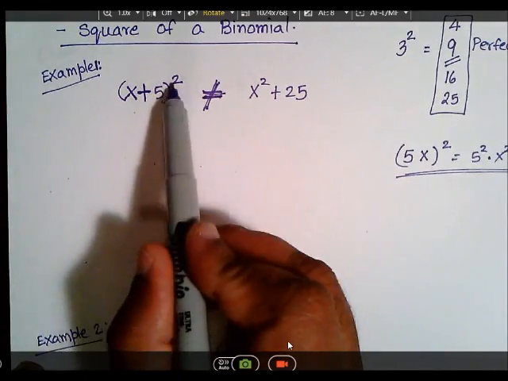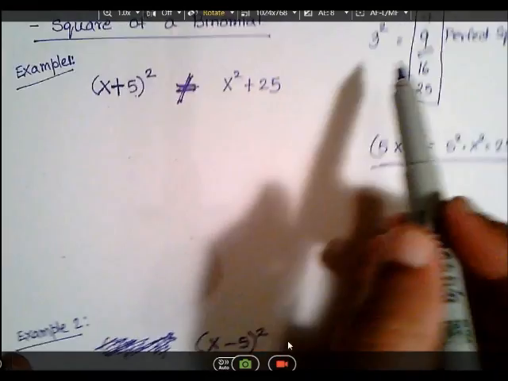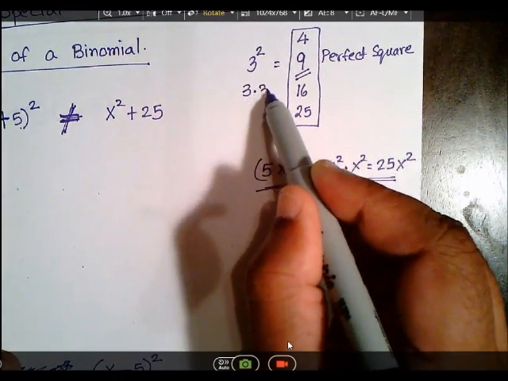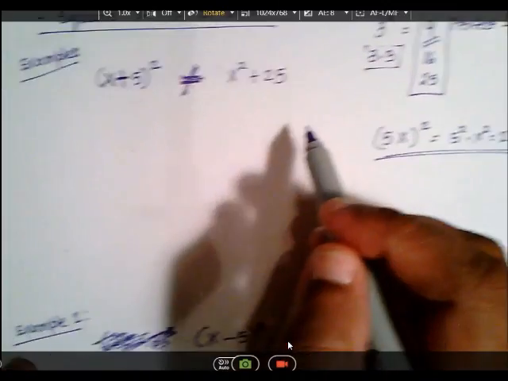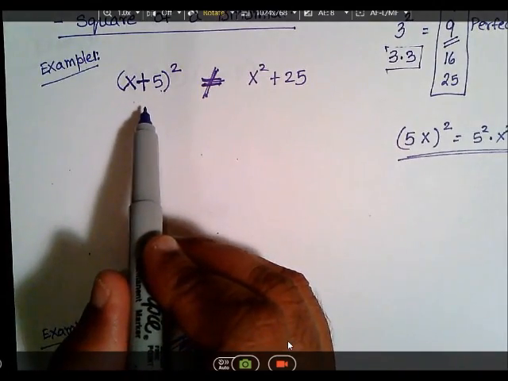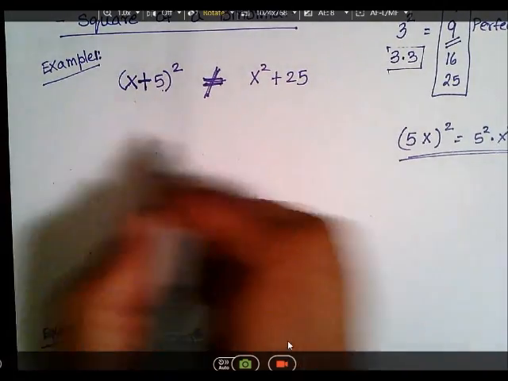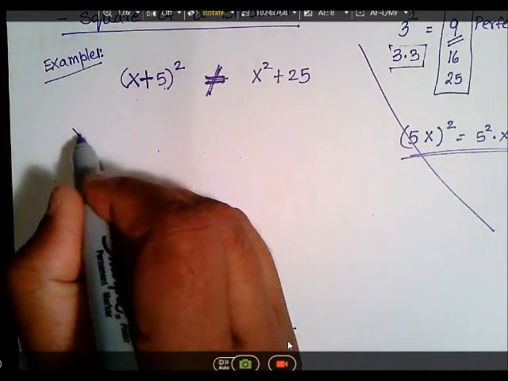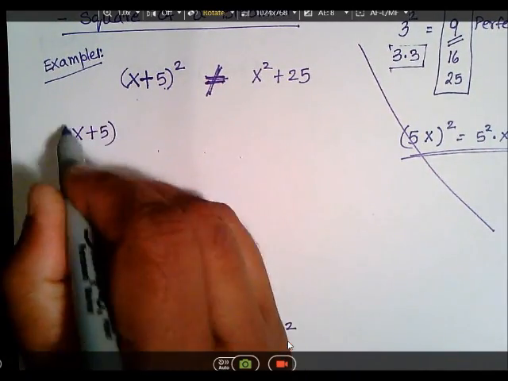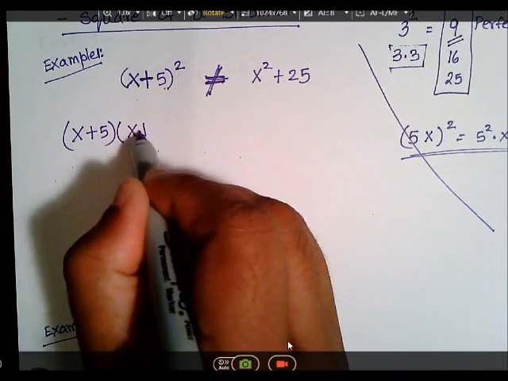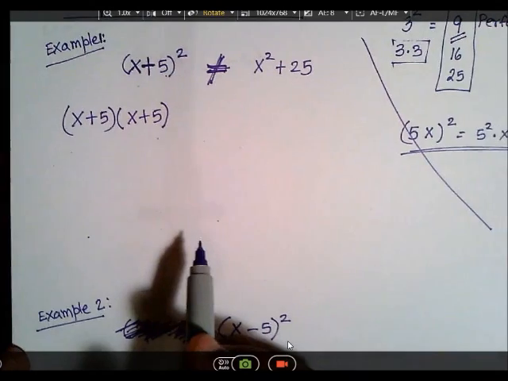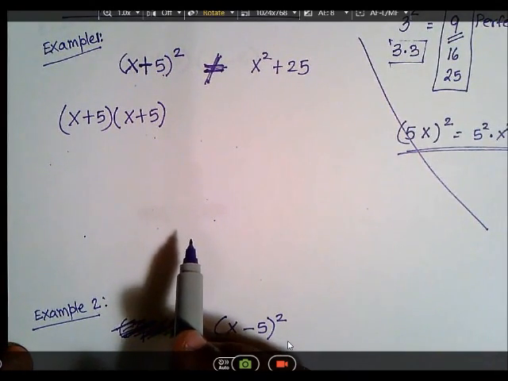So I have x plus 5 the whole square. When you have 3 squared, it is 3 times 3, right? So I'm going to be expanding it out. So that's my first step. x plus 5 the whole square, I'm going to be expanding it out. x plus 5 times x plus 5.